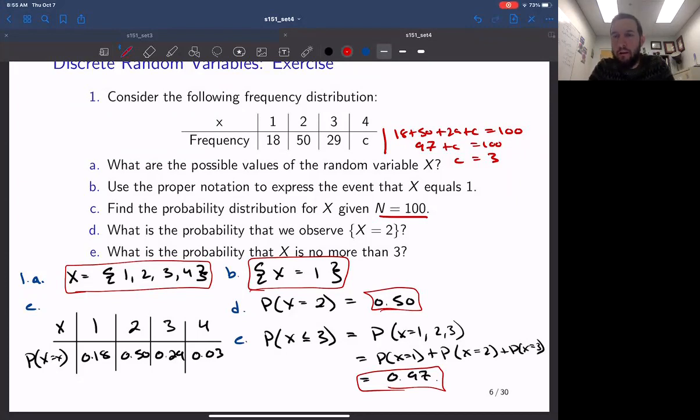The capital N is the size of the space. So it's telling us there are 100 possible units within the space. So 18 of the units are 1, 50 of the units are 2, 29 of the units are 3, and 3 of the units are 4. So those total number of units have to equal 100. Yeah, it's the size of the sample space, or just the size of the sample.